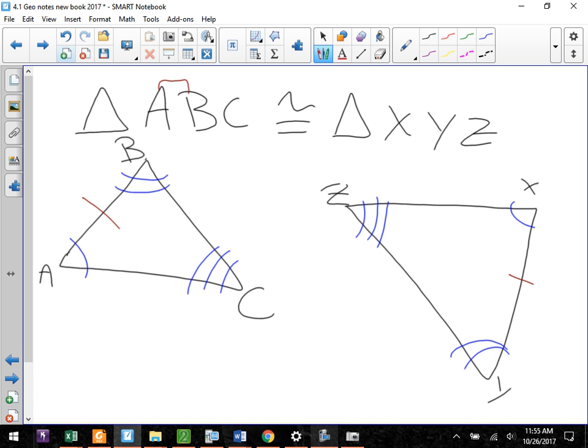Okay? Looking at B and C, 2 tick marks on the angle, 3 tick marks on the angle. That's the same segment as Y, Z, because that's the direction that they're going, between 2 to 3. 2 to 3. And then again, this is what you're left with.